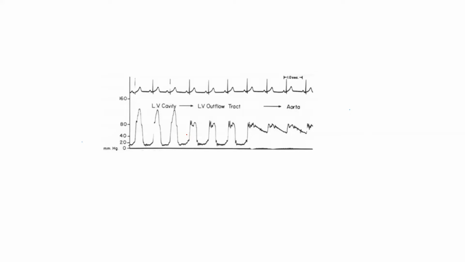Now, what is this? First of all, is this a single catheter or multiple catheters, i.e., simultaneous or pullback? It is pullback. Pullback from where? LV cavity to the LVOT to the aorta. What do we have?